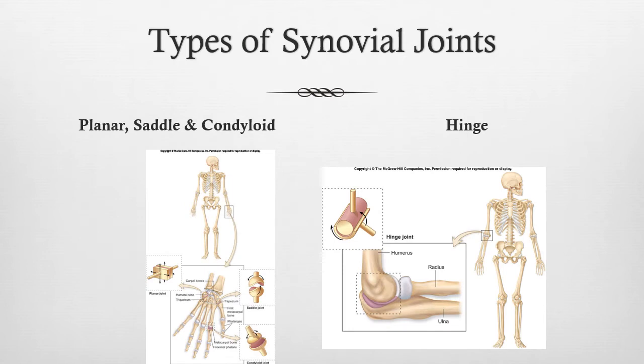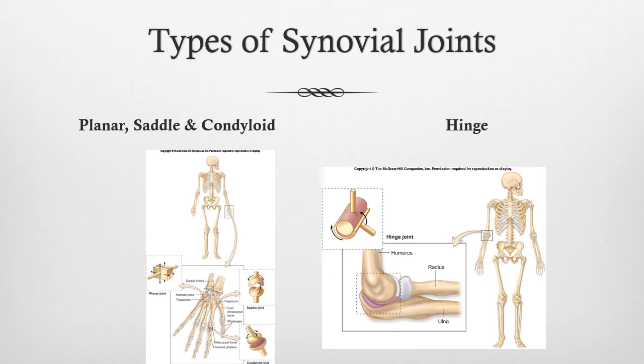So seeing them in action here, we have planar types of joints where they're going to kind of slide past one another. These are common in places like the wrist and the ankle, also in parts of the vertebrae. We have a planar type of a joint in between part of the vertebral structures that are there.